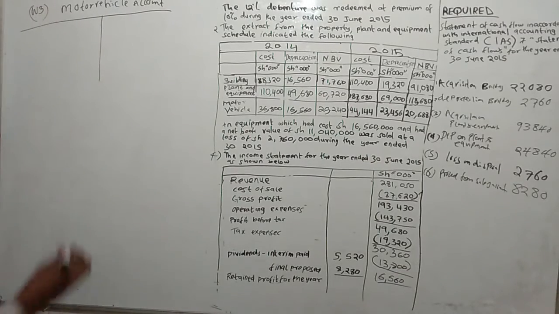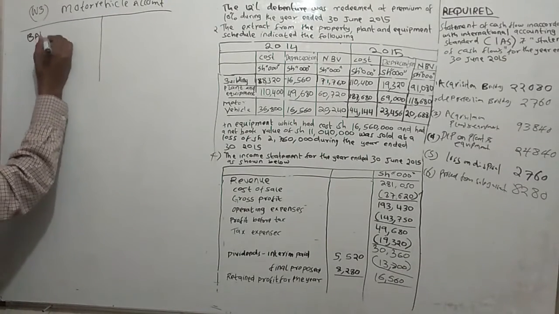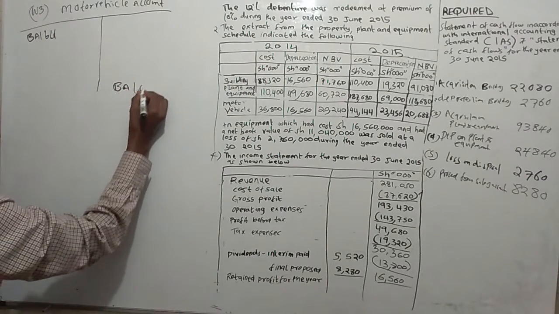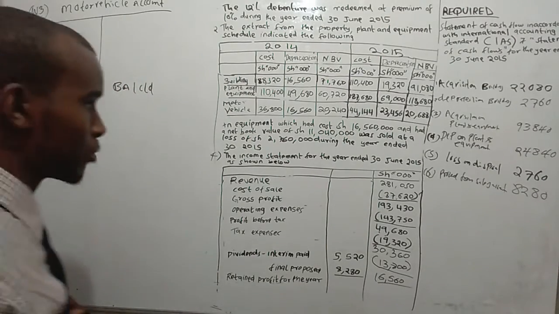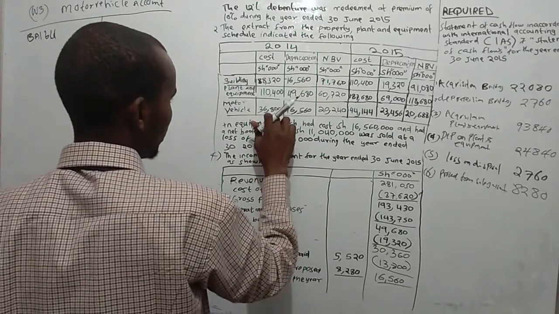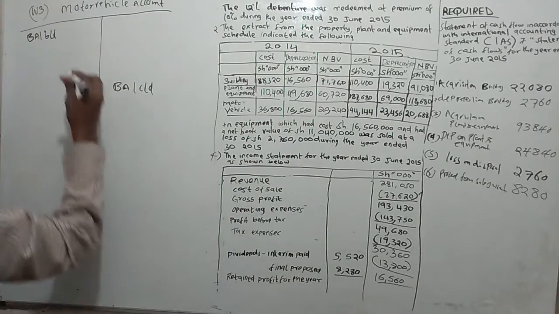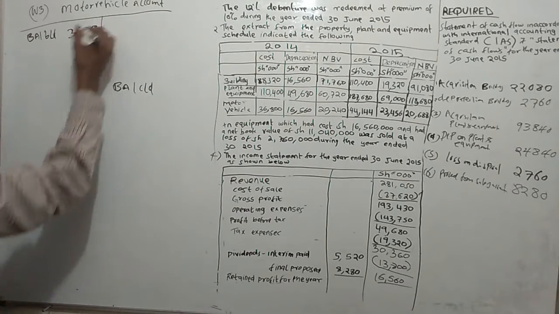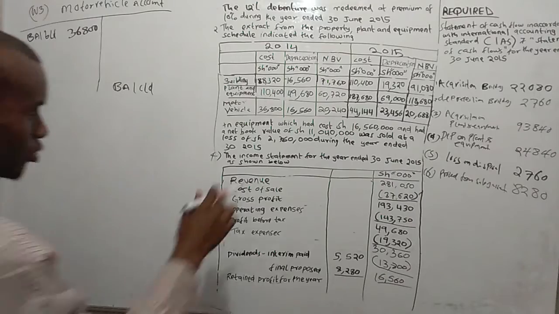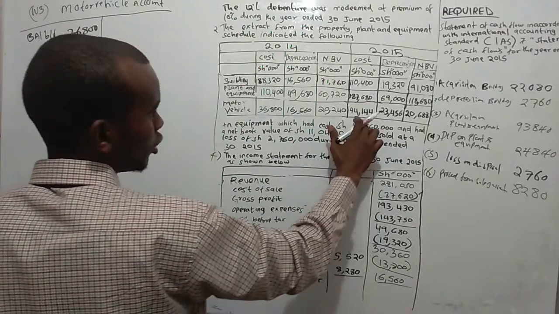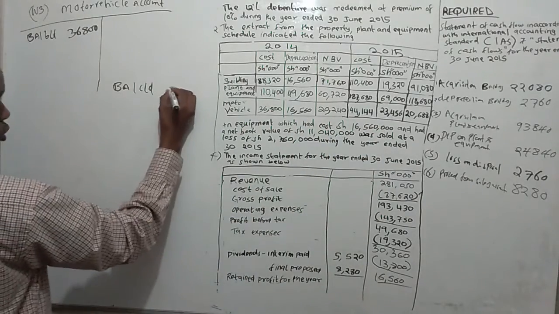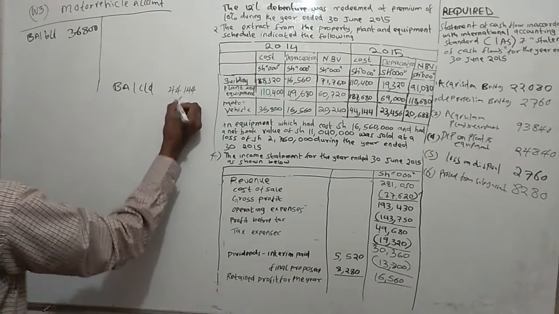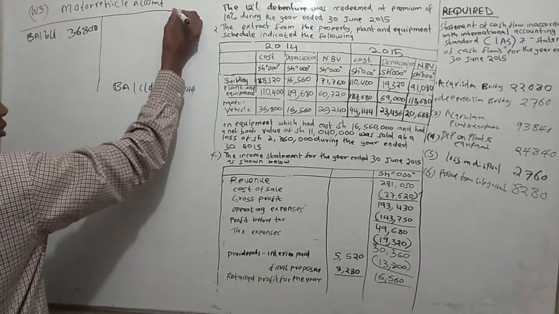Is an asset. The balance brought down will be on the debit side. Balance brought down. Then you will have the balance carried down. The balance brought down for the motor vehicle is 36,800. The balance carried down for motor vehicle is 44,144. Remember, these figures are in thousands.